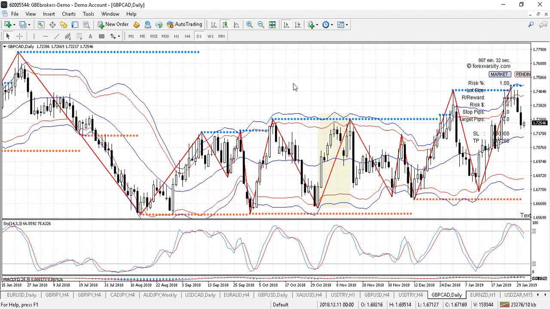We've got a chart here of the pound Canadian dollar, and for the last few months it's just been ranging up and down. We've had a couple of lows here, a couple of highs here, which is indicating that we're in a range. You can see it's going slightly upwards, but it's pretty much still a range, pretty much sideways movement.